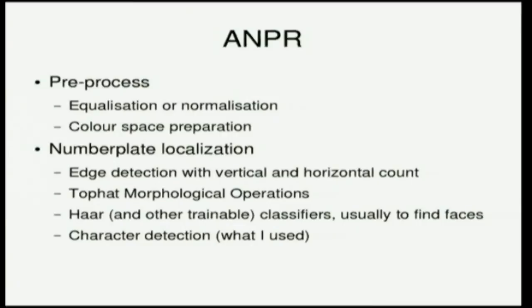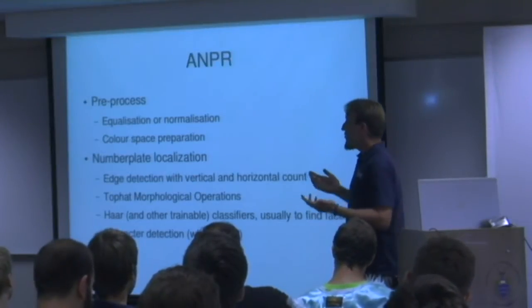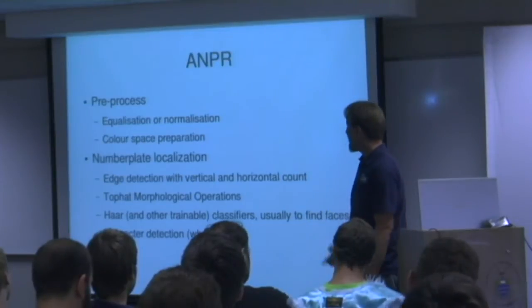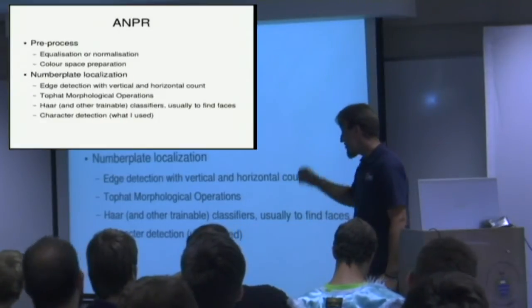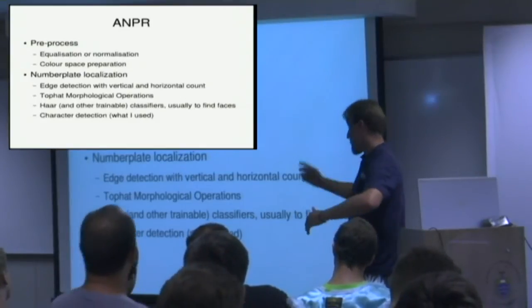Typically, you're going to do black and white because at night you'll only have black and white, so there's no benefit to color. So you'll drop that. Then the number plate localization. A couple of techniques. Do edge detection. Basically, do an edge detect. I'll show an image in a second.